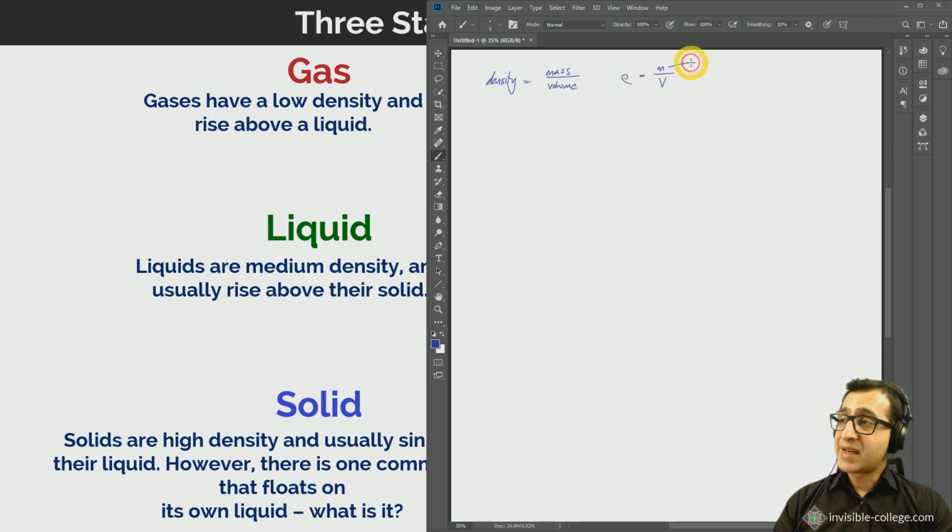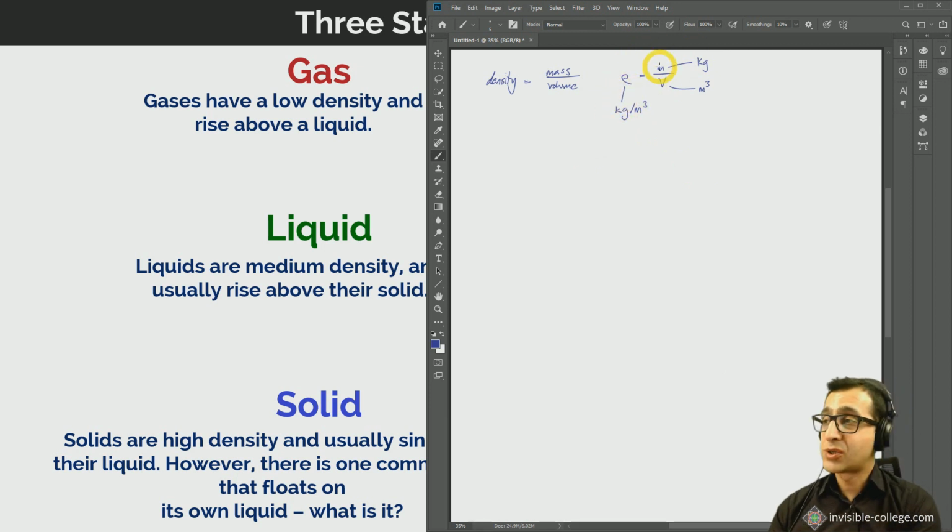Since the standard units of mass are kilograms and the standard units of volume are cubic meters, the standard units of density are going to be kilograms per cubic meter. So kilograms per meter cubed is the standard unit of density. Now, if you have more mass in the same volume, then you're going to have a higher density.